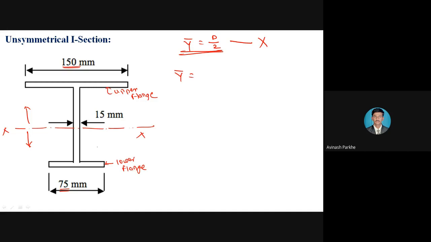Y bar is equal to... how many sections are there in the I section? Section number 1, horizontal rectangle, section number 2, and section number 3. So if I have to calculate the Y bar, I have the formula that is A1 Y1 plus A2 Y2 plus A3 Y3 divided by A1 plus A2 plus A3. So this is the formula which I have to use for the unsymmetrical section.